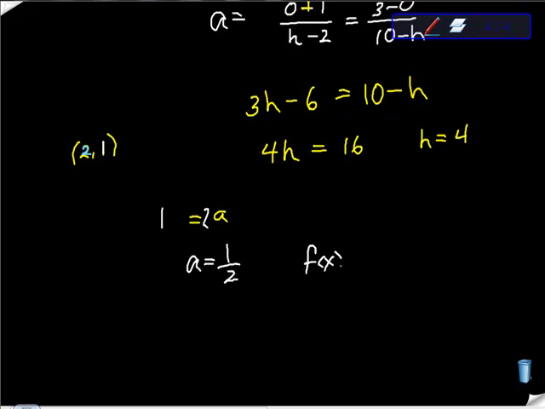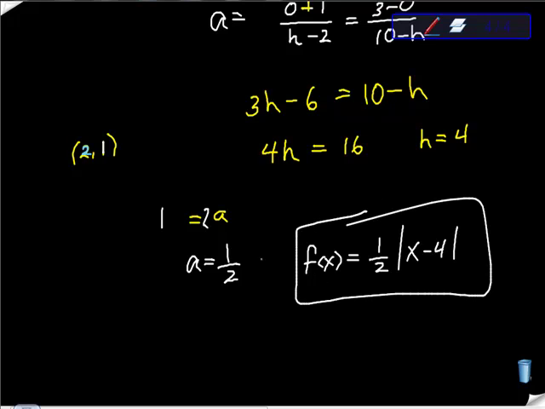It says that f of x is equal to a, and a is 1/2, times the absolute value of x minus h. We figured out that h is 4, and there's our equation. So not super hard. It's a little bit meticulous, a little bit of a pain in the neck, but definitely doable.